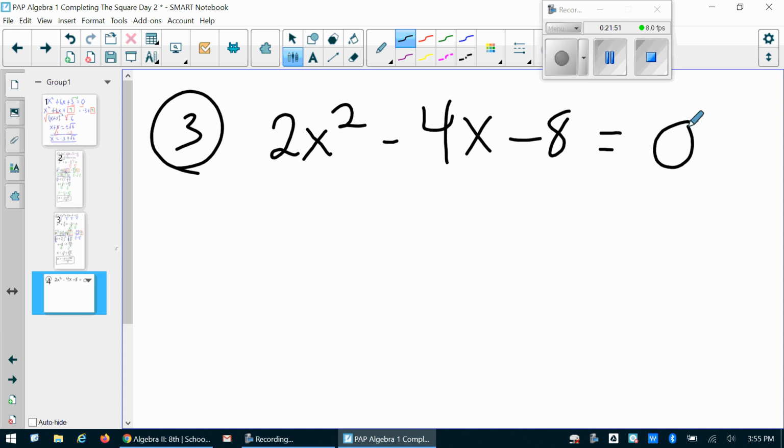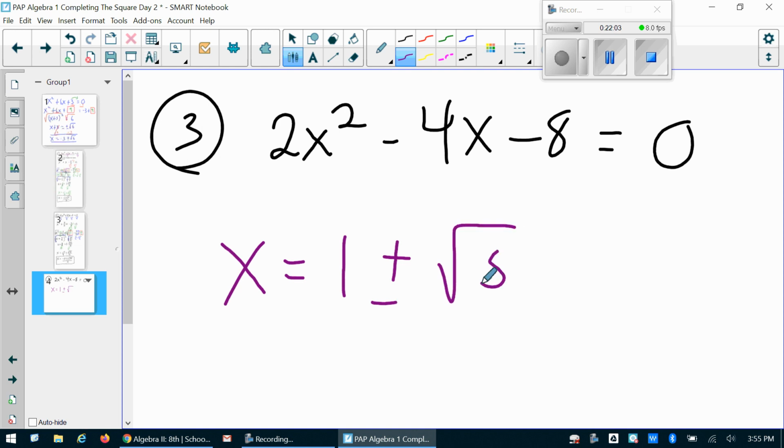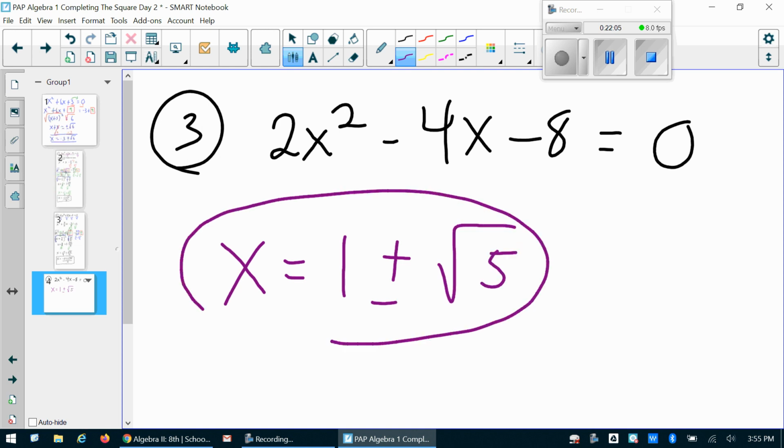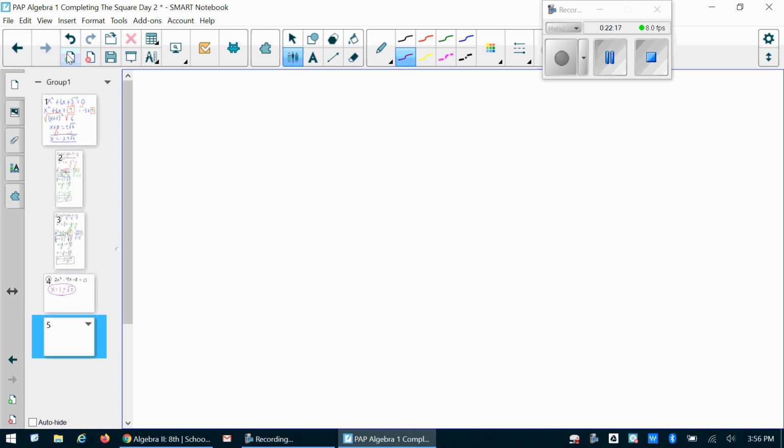Okay, hopefully you paused the video and worked this, but the answer to number 3 is x equals 1 plus or minus square root of 5. Okay, like I said, if you need help with that, you don't know where you messed up or even how to do it, just email me. We can do Zoom. We can email about it either way. Okay, last example I want to show you.